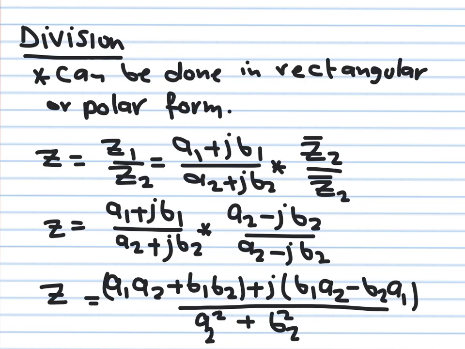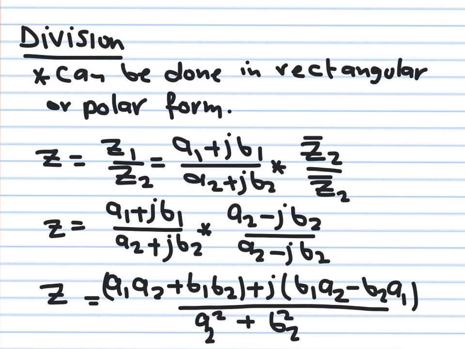The last thing I would like to mention in this video is division. When you divide two complex numbers, it's very important because Ohm's law says that the current is the voltage divided by the resistance, and in AC circuits you say that the phasor of the current is equal to the phasor of the voltage divided by the impedance. So we're going to use division of complex numbers.